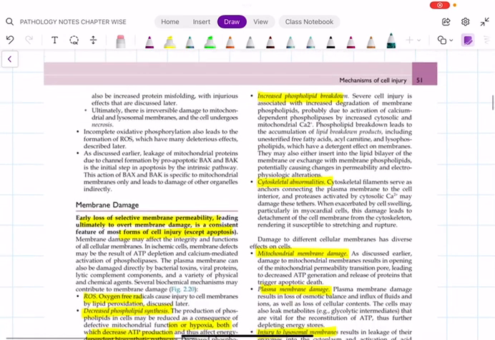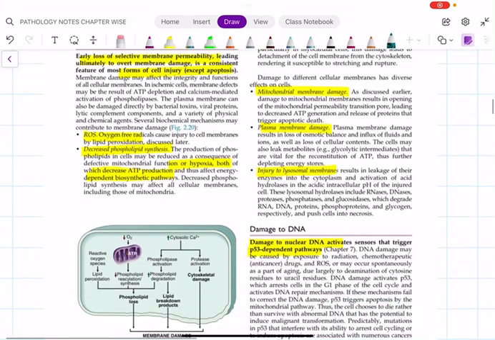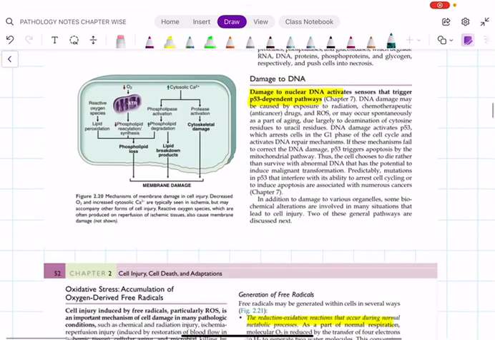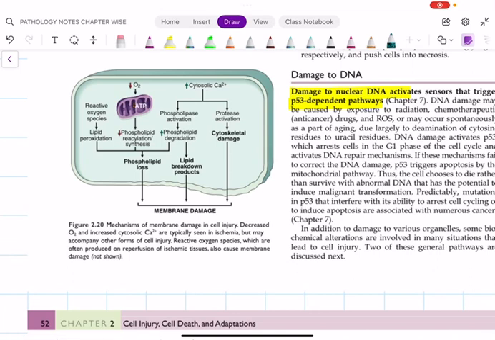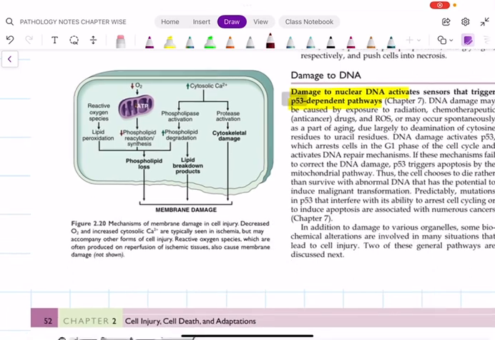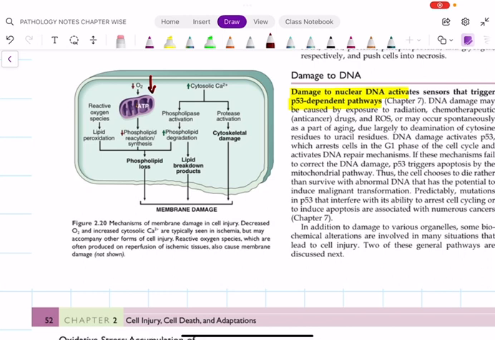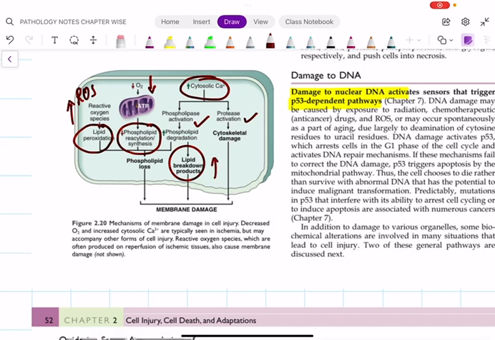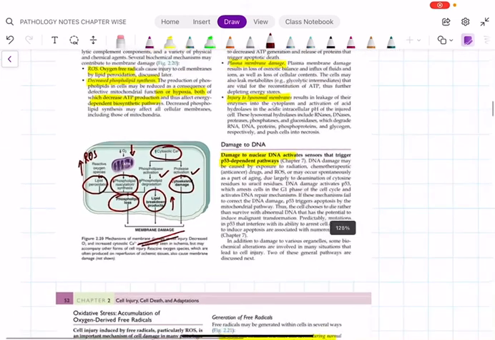Coming to membrane damage, I have already told you what is happening. Let us see with the help of a picture. Decreased oxygen, increased ROS causing lipid peroxidation, decreased phospholipid synthesis, increased calcium causing phospholipase and protease activation, lipid breakdown products will be increased, cytoskeletal damage, phospholipid loss, finally leading to membrane damage. Just from the picture itself you can understand.